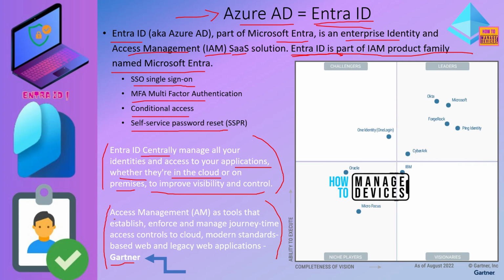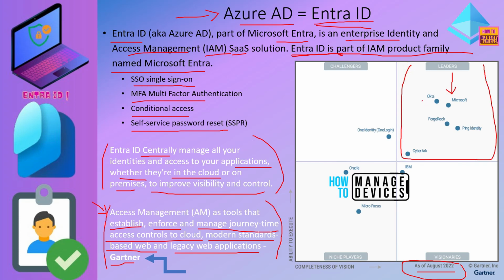As per Gartner, access management is a tool that establishes, enforces and manages runtime access control to the cloud, modern standards-based web and legacy web applications. At least for me, it is very complex to understand this, but ideally it says it is an access management tool, and Entra ID is treated as an identity and access management tool as part of a product called Microsoft Entra. If you look at Gartner's Magic Quadrant report released in August 22, Microsoft is part of the leaders quadrant.